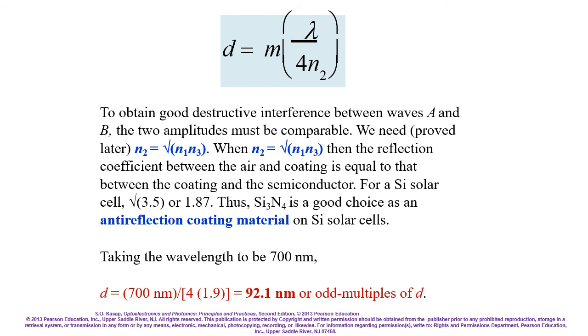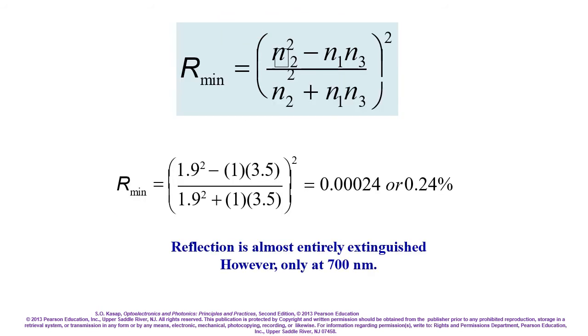So this way we are using an anti-reflecting coating which will reduce the reflectance of the energy. Let's see here. If we are using silicon nitride as an intermediate or anti-reflecting coating, we see that we are getting 0.24 percent, which is a lot less than the 30 percent without the anti-reflecting coating. So the reflection is almost entirely extinguished, however, only at 700 nanometer. If the wavelength changes, the reflection coefficient also changes again.